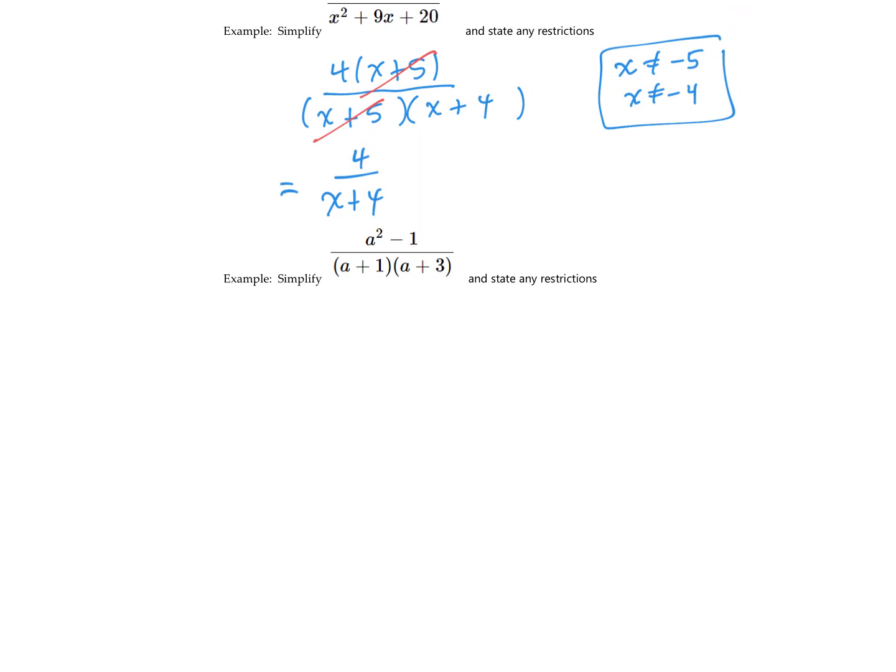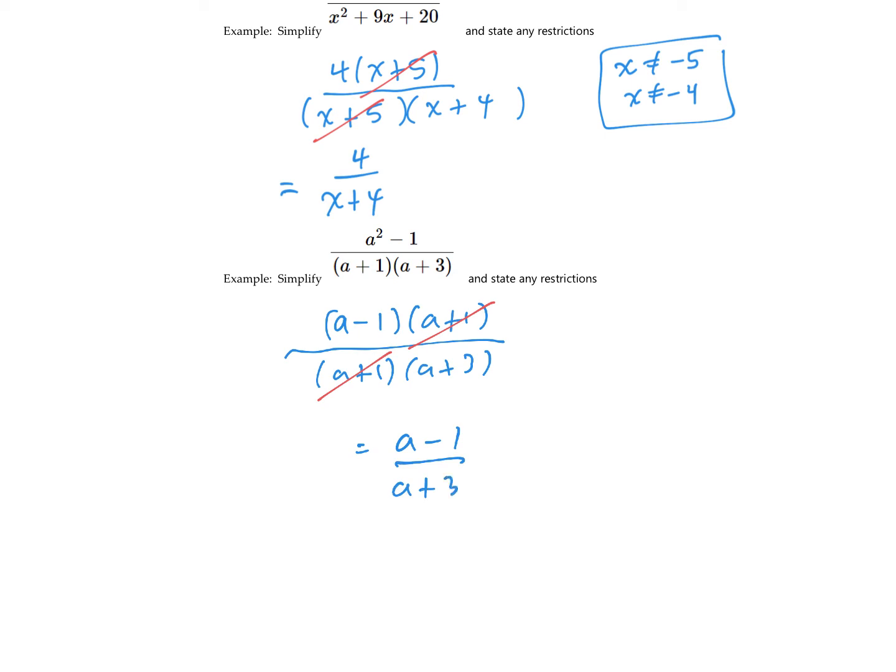In this question, in the numerator, we have two terms. They're both squares and it's subtraction, so that is a difference of squares. So I can factor that. The bottom is already factored. And we will reduce. And we are left with a minus 1 in the numerator, a plus 3 in the denominator. I'll state my restrictions. A cannot equal -1 and a cannot equal -3.